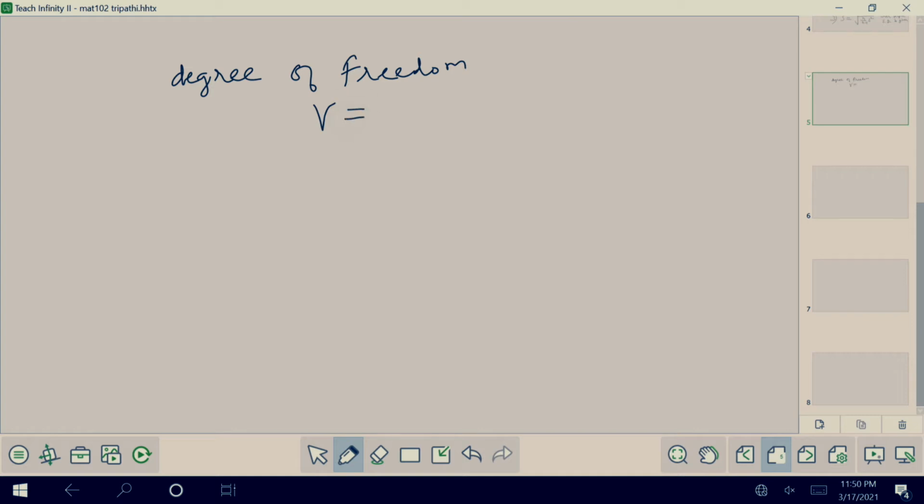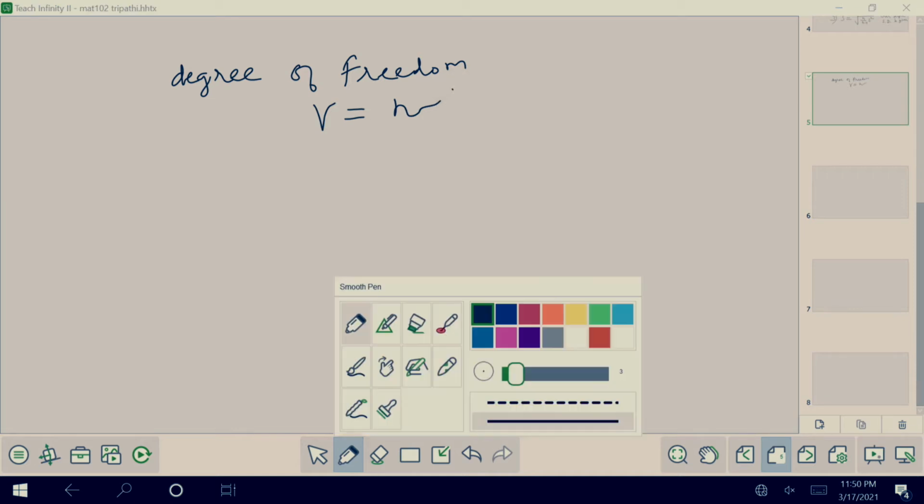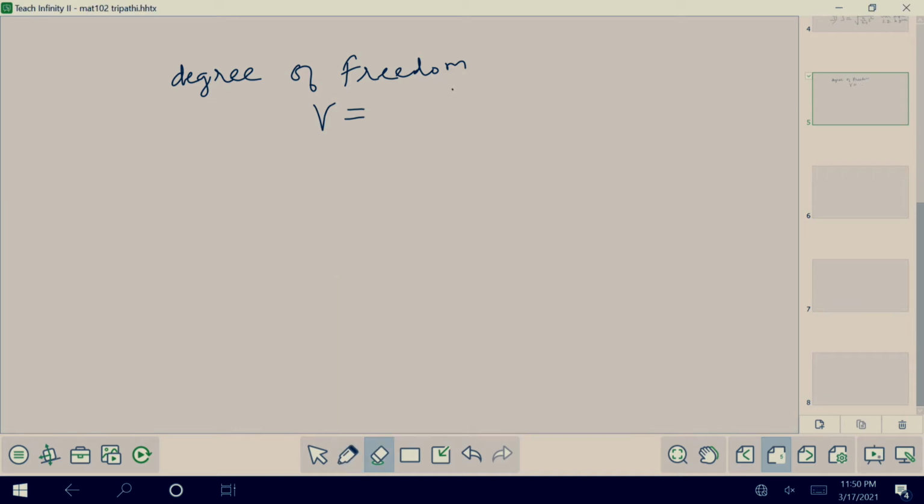And how do you calculate it? N minus 1. This is your degree of freedom, and in this type of question, in the t-test, you have to use degree of freedom. Let us do one example so that the concept will be clear in your mind. So, let us do the first example. A group of 5 patients is given a medicine. Okay.